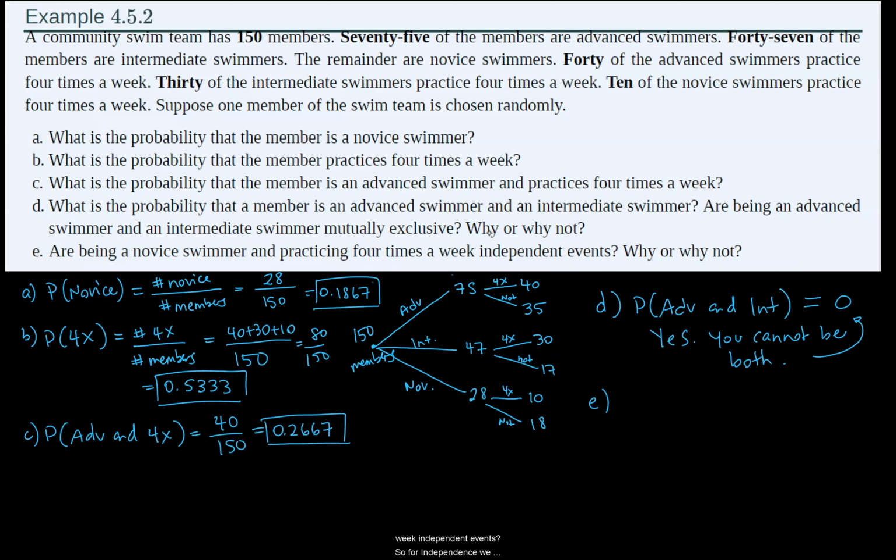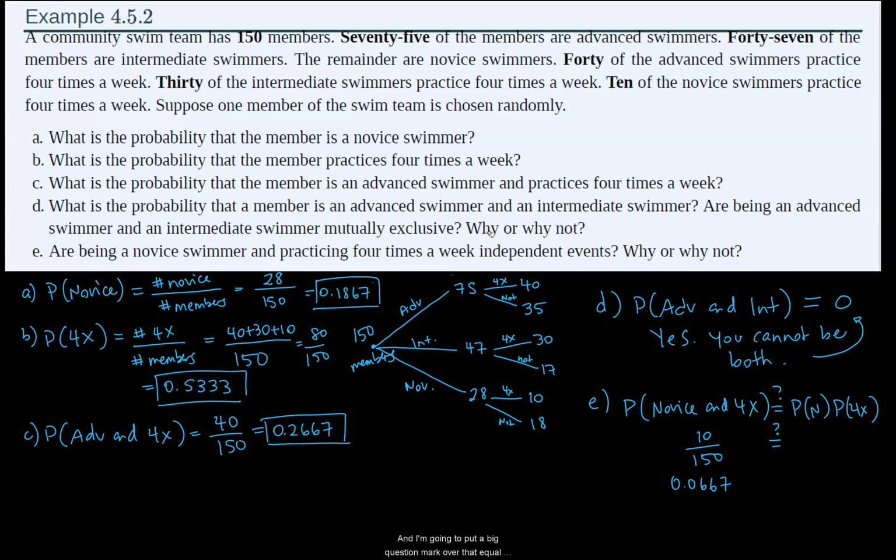So for independence, we need to do a little bit of work. So to determine if novice and practicing 4 times a week are independent, we want to know if the probability of novice and 4 times is equal to the probability of novice times the probability of practicing 4 times per week. So first up, novice and 4 times per week, the probability, we're going to follow novice down to 4 times per week. We get 10. So this is 10 out of 150, which we get is 0.0667.